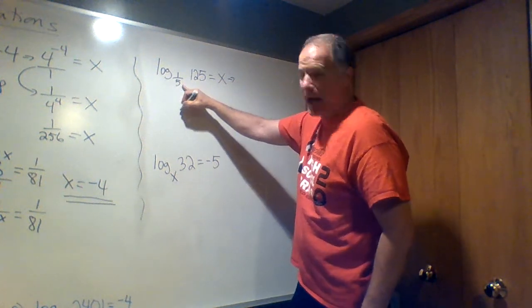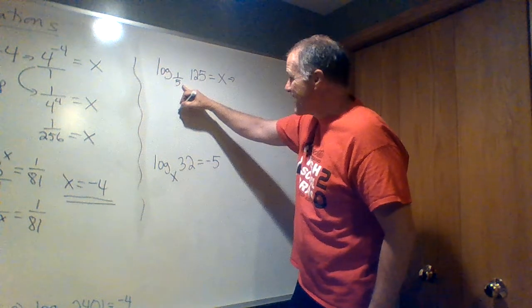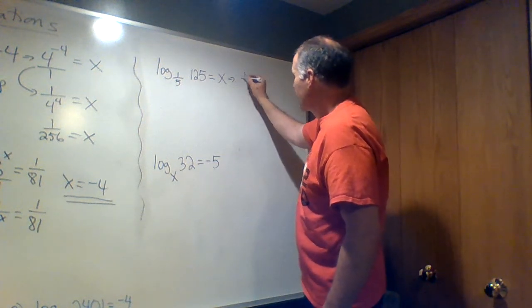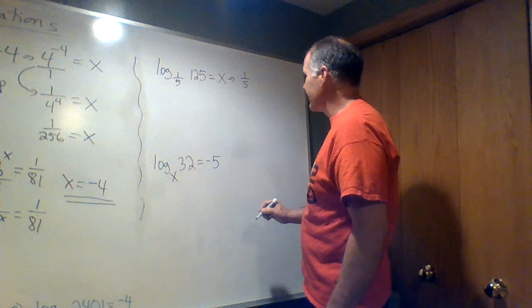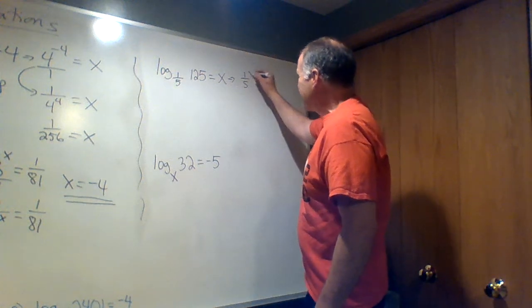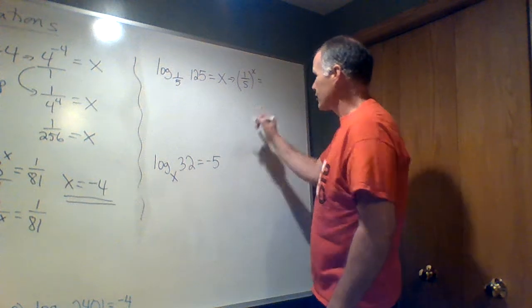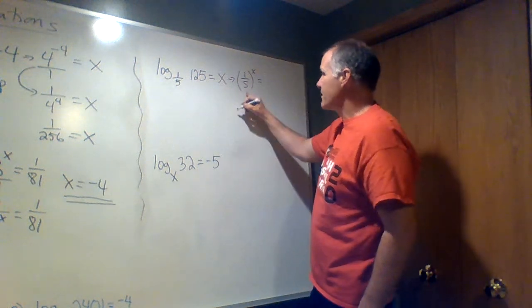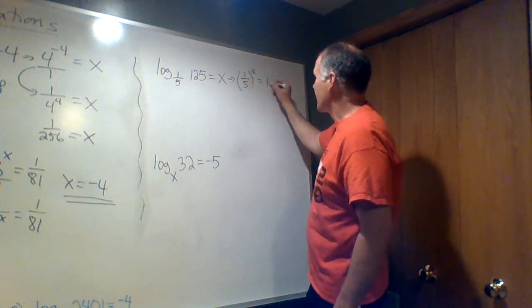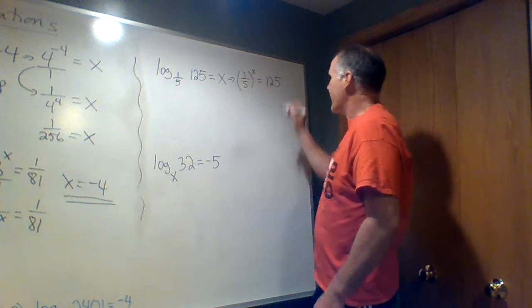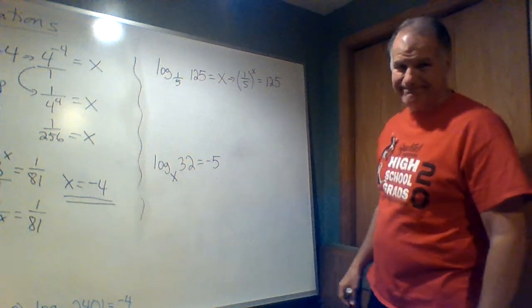Except I'm starting with a fraction this time. So my base is actually 1/5. Now, because it's a fraction, I'm going to put it in parentheses. So I'm saying I'm starting with a base of 1/5 to some power, and I'm getting a whole number.